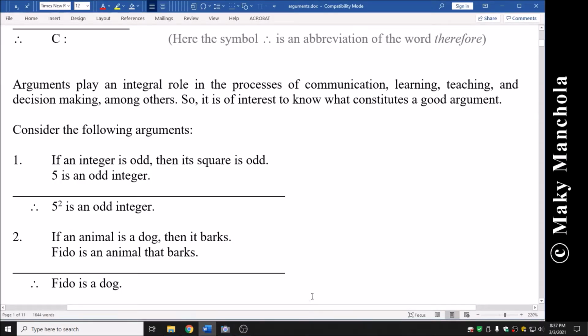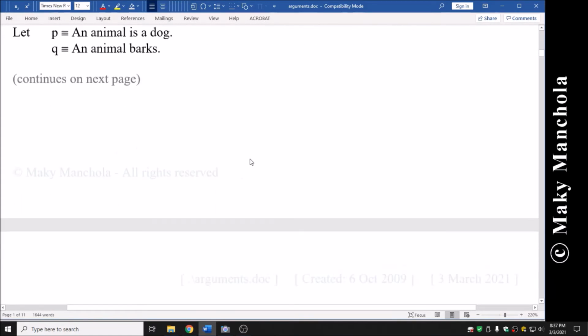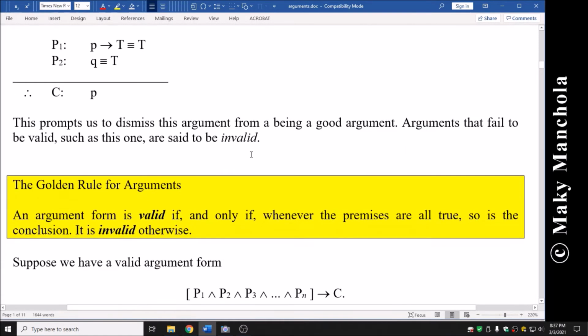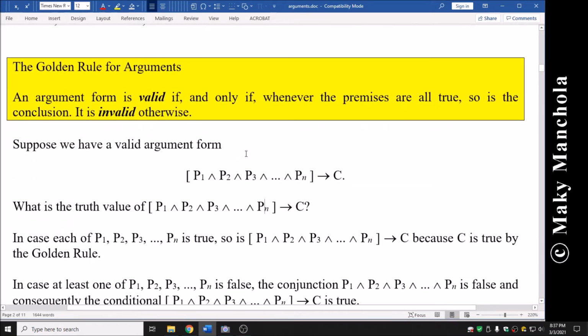Now, based on our two examples, let's now state what it means for an argument to be valid. That we call the golden rule for arguments. An argument form is valid if and only if, whenever the premises are all true, so is the conclusion. It is invalid otherwise.